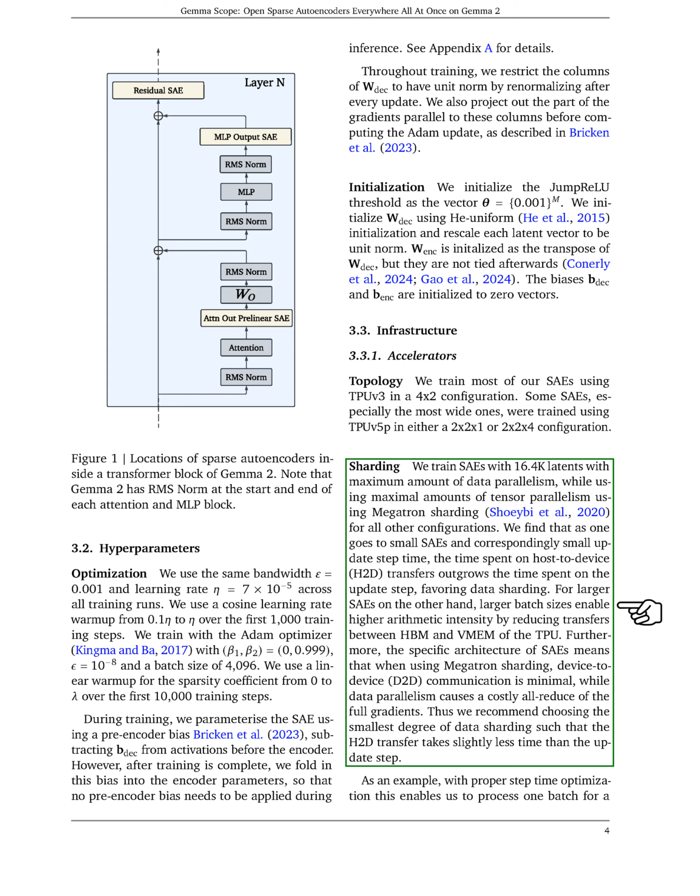In contrast, larger SAEs benefit from bigger batch sizes, which enhance arithmetic intensity by minimizing transfers between high-bandwidth memory and virtual memory. The design of SAEs allows for minimal device-to-device communication with Megatron sharding, but data parallelism incurs a costly all-reduce of full gradients. Therefore, we suggest selecting the smallest degree of data sharding where the host-to-device transfer time is slightly less than the update step time. For instance, with optimized step times, we can process a batch for a 131K width SAE in 45 milliseconds on 8 TPUv3 chips, achieving a model flop utilization of about 50.8%.